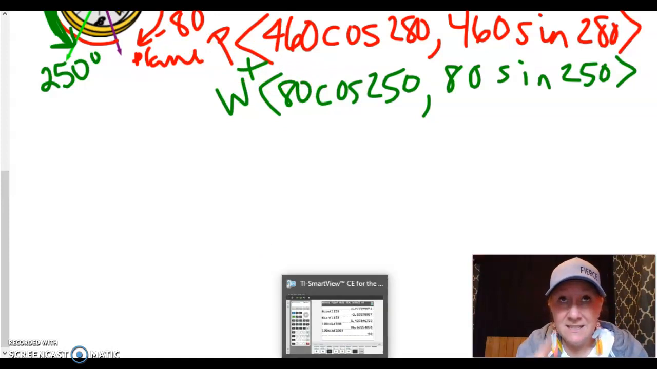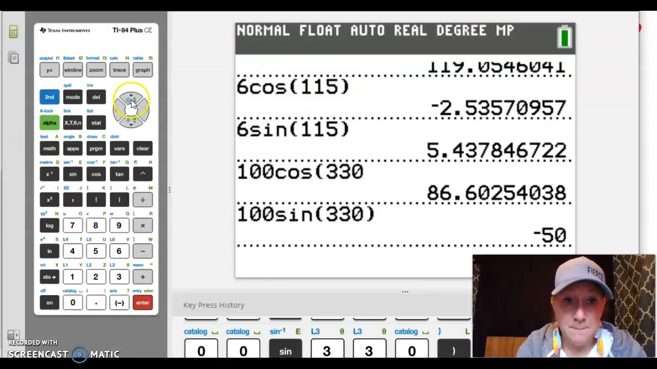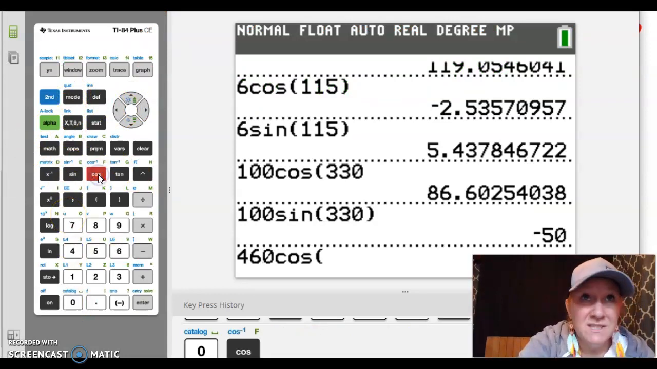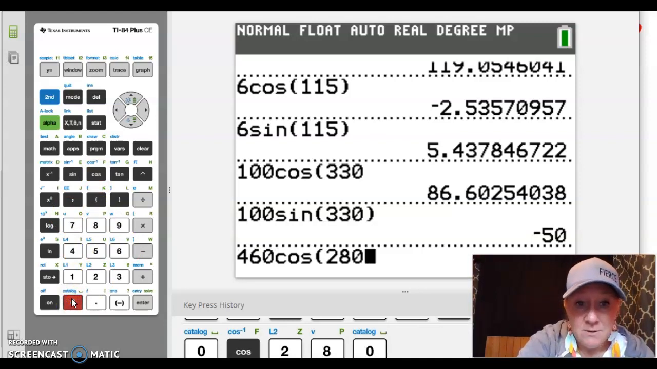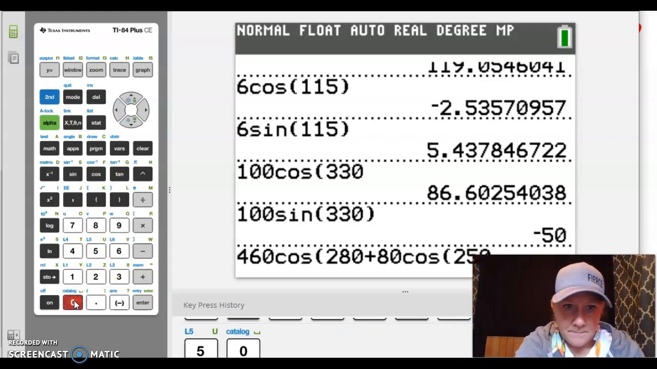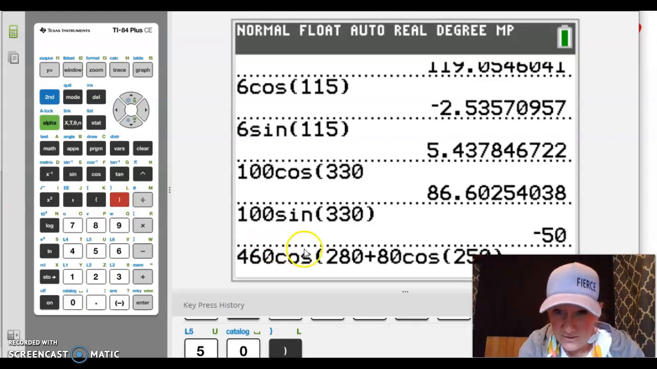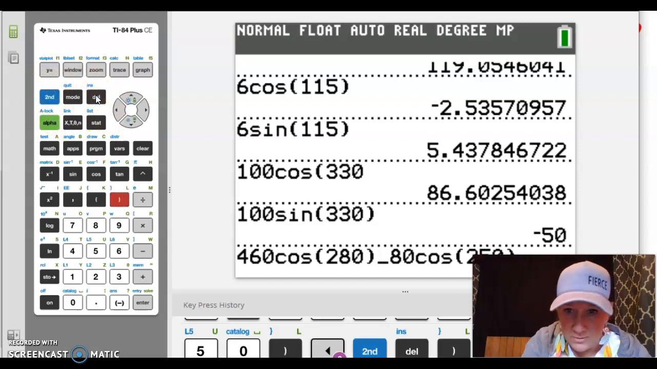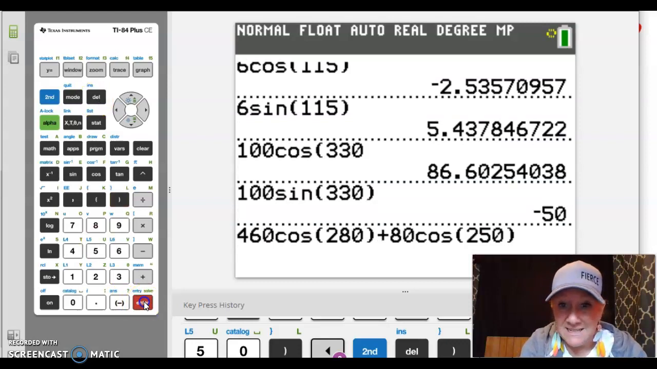So I have this up on the screen up there, so I can still just type it in. So I'm going to go 460 cosine 280, that was my first part, plus 80 cosine 250. So that's my two, and then I wonder if I have to go back in here, see right there? I'm going to go in and insert. I'll probably have to insert, so be really careful. Maybe it changes it, maybe it doesn't. I think that I have to get the parentheses in there. Okay, now I can hit enter.